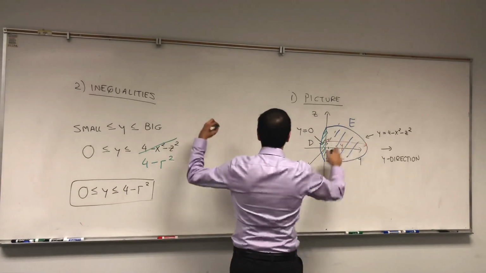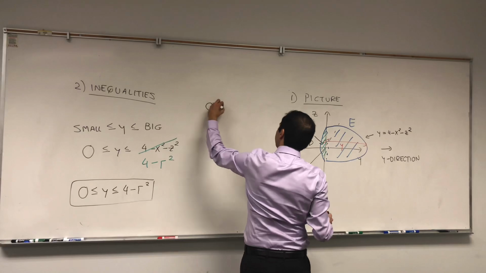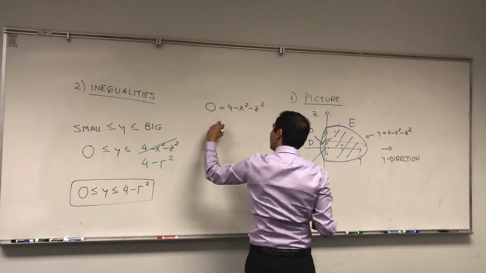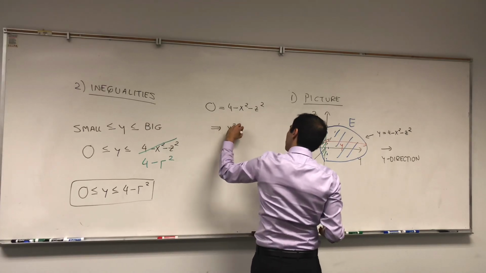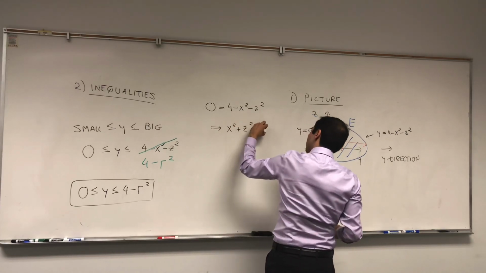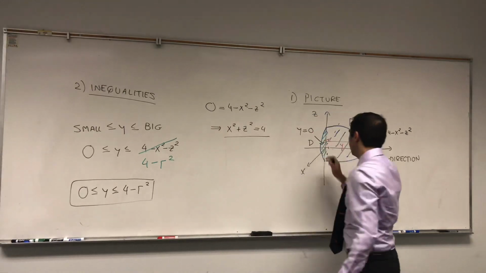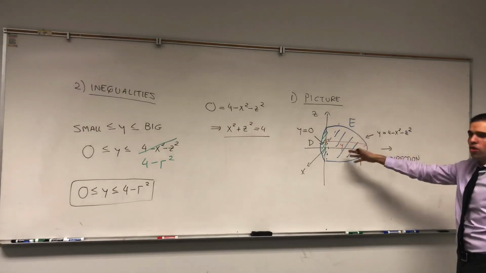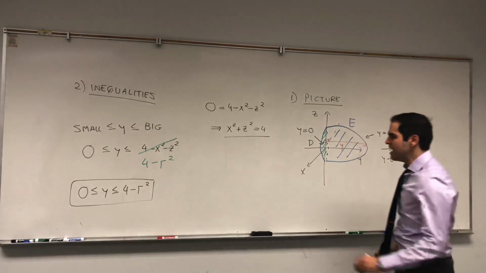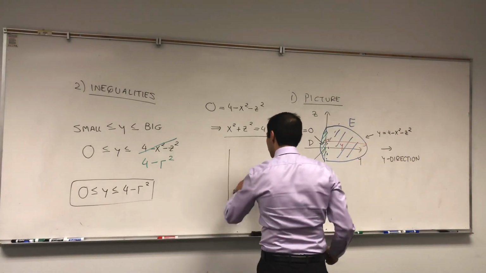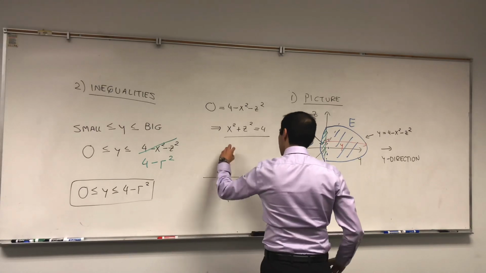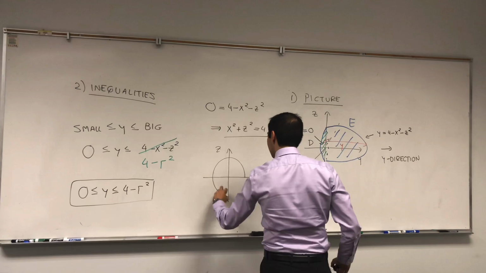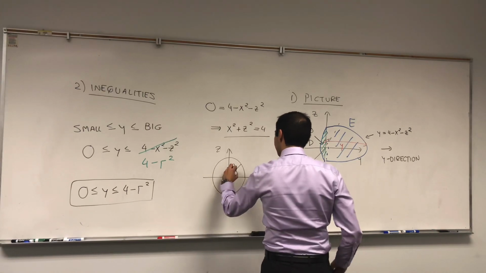So if you set y equals 0 in that, you get 0 equals 4 minus x squared minus z squared. And therefore, x squared plus z squared equals 4. So what D becomes is just a circle or a disk of radius 2. So if you just want to draw it this way, this is x and z. D is literally a circle of radius 2.